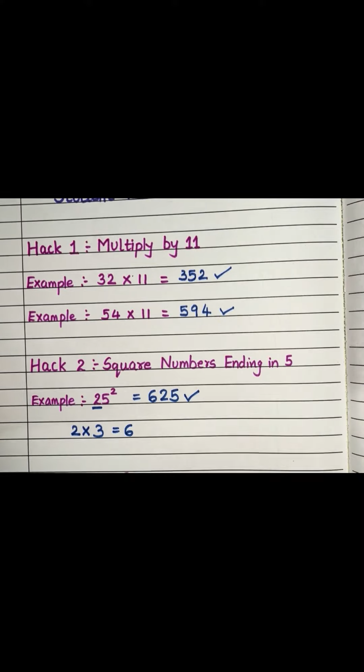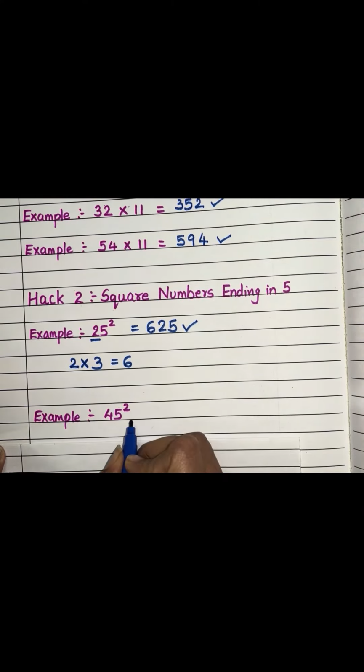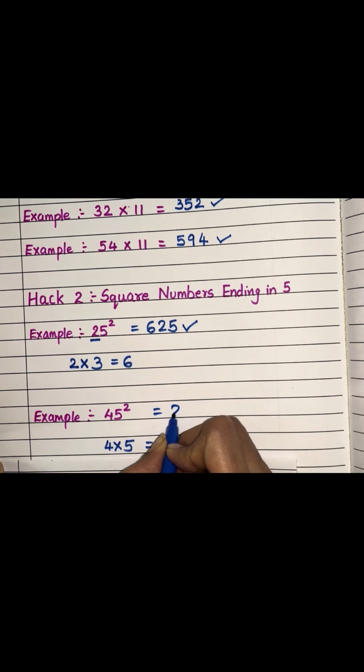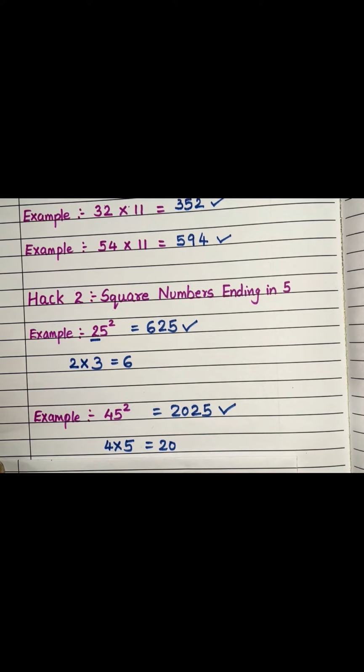Let's look at one more example, 45 square. So after 4, which number comes? 5. So 5 4s are 20, and this 20 we have to write down here like this, and then just put 25 at the end. So 2025 is your answer.